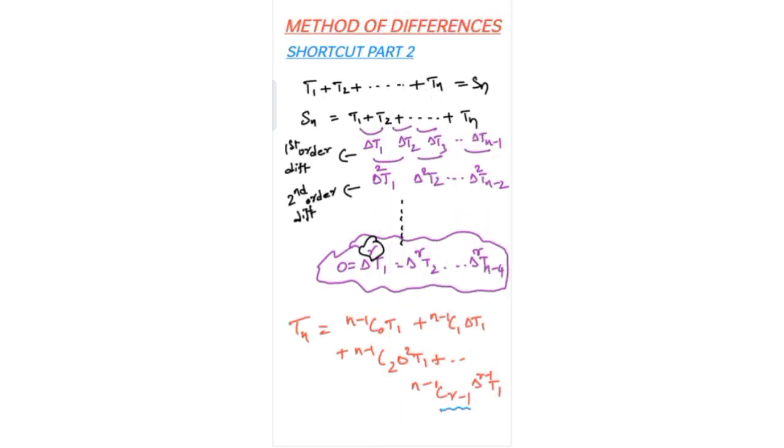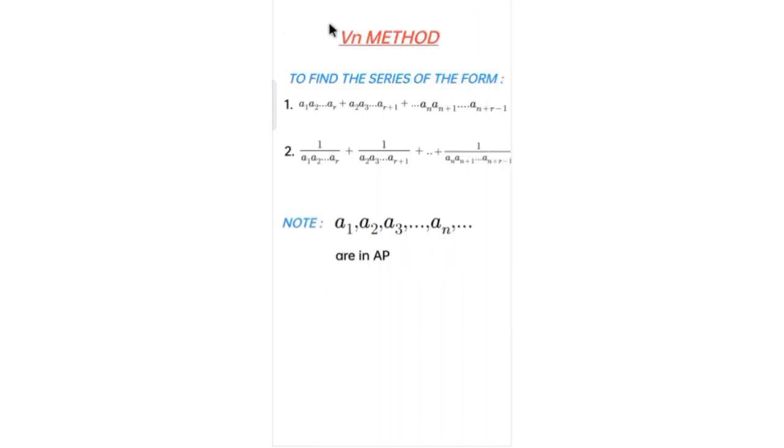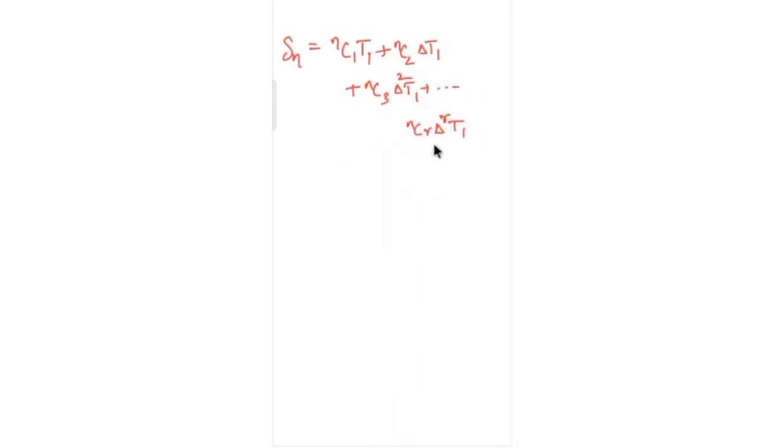Very, very important and amazing concept of finding Tn and Sn for many series which we think it's not possible to find Sn and Tn for, just by evaluating the differences and putting them in the standard formula of Tn and Sn. So coming to the main topic of today's video, that is the VN method. Before entering into it, I just want to rectify here: this is ncr delta power r minus 1 t1. So this is the formula of Sn.